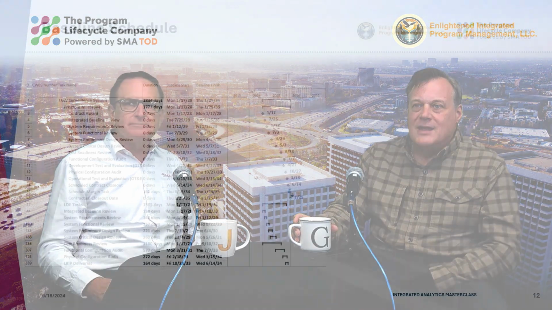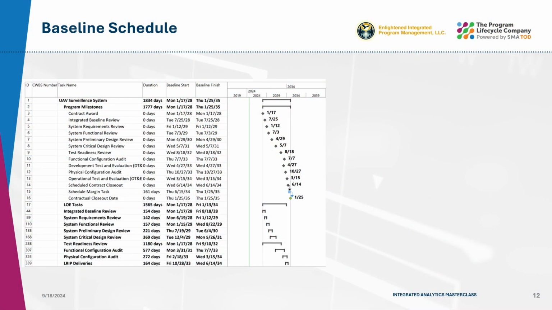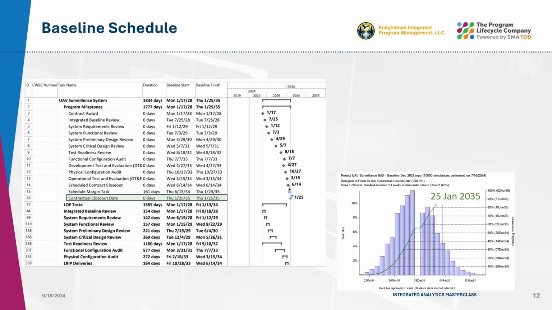Gordon, why don't you talk us through what the schedule risk assessment says about the program? Okay. Here we see the baseline contract milestone dates. In this scenario, the customer requires the program closeout date by January 25th, 2035.